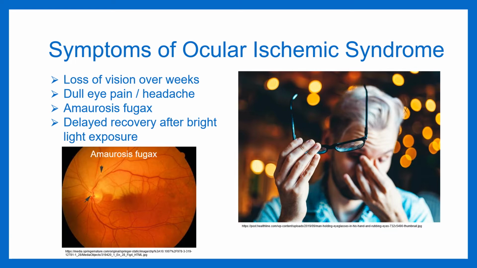Some symptoms of ocular ischemic syndrome include loss of vision over weeks, which may be associated with dull eye pain or headaches, and amaurosis fugax, which is a temporary loss of vision similar to a black curtain coming over your eye. This can be experienced due to severely diminished blood flow. Delayed recovery after bright light exposure also signals diminished blood supply to the retina.